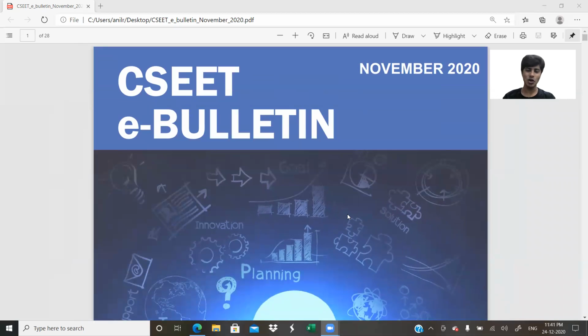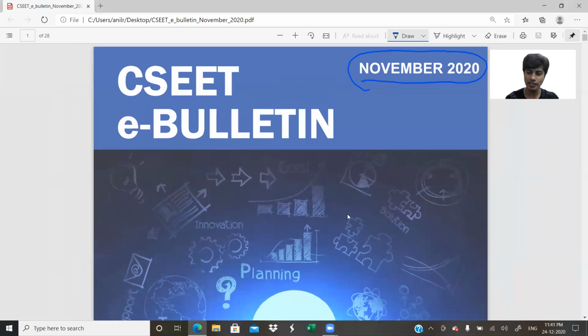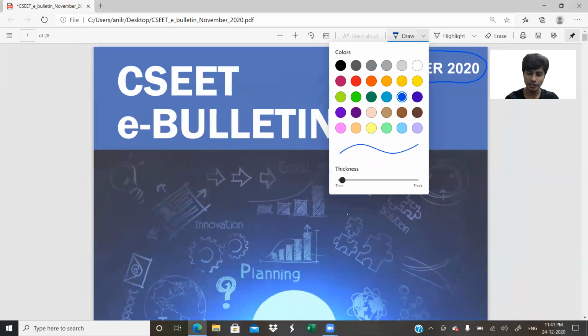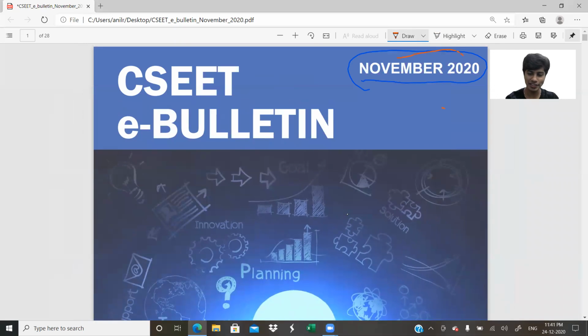So this is the November 2020 edition, and we are going to discuss the November 2020 bulletin with regard to our current affairs paper. Red should be a good color to circle things. Without wasting much time, let us get started with this.